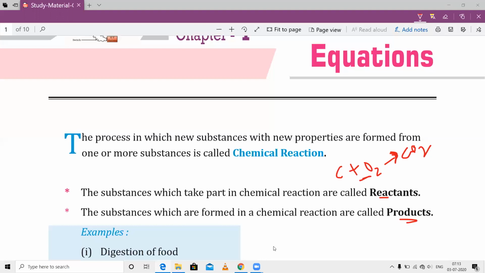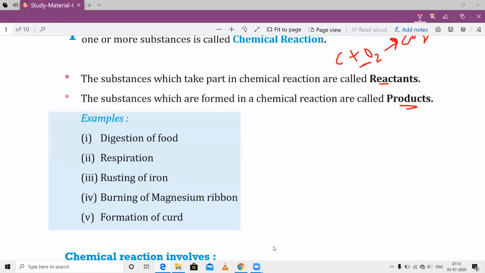Like that, for example, अब कुछ example है, a few examples of chemical reaction, that is digestion of food. When you eat food and the food becomes digested, the digested product will not again become your food. So this is a chemical reaction. Respiration is also a chemical reaction. ठीक है. Rusting of iron, iron में जंग लगना, this is also a chemical reaction. बर्निंग ऑफ मैग्नीशियम रिबन, एक मैग्नीशियम रिबन होता है, आई विल शो यू इन योर लेबोरेटरी व्हेन यू कम टू स्कूल. Burning of magnesium ribbon is also a chemical reaction, and formation of curd, as we discussed. Okay, these are chemical reactions.